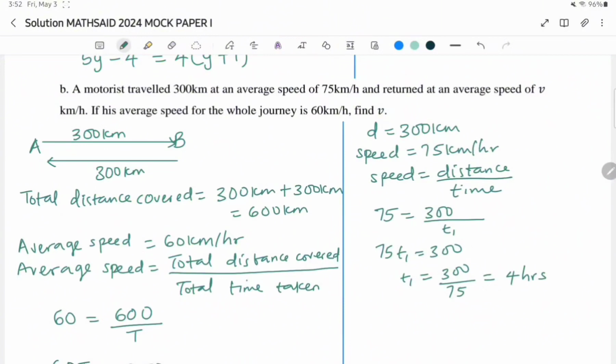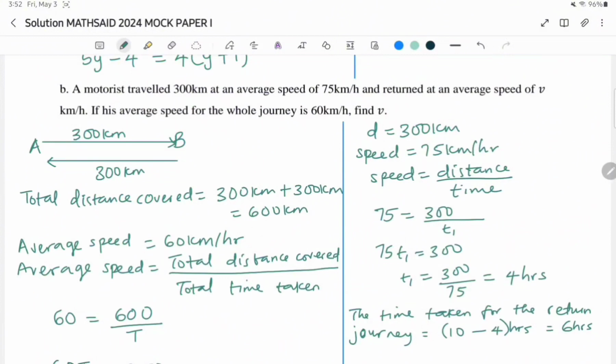So if he spent 4 hours for the first part of the journey, and the total time for the entire journey is 10 hours, that means the time taken for the second part, for the return journey, is equal to 10 minus 4 hours. And that's going to be 6 hours.